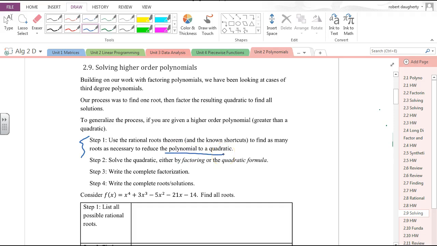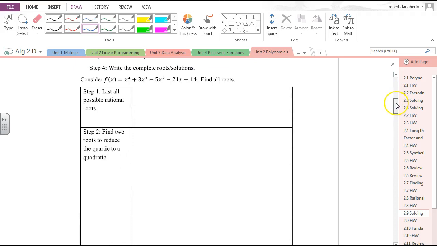Use rational roots to reduce as many steps as necessary to reduce the polynomial to a quadratic. If I start with a cubic, I have to find how many roots to get it down to a quadratic? 1. If I start with a 4th degree, I've got to find how many? 2. 5th degree, I've got to find 3. So that's our process. Find as many roots as I need to get it down to a quadratic, then solve the quadratic by factoring or the quadratic formula. I think everything you did so far was factoring. There'll probably be some quadratic formula today. And then you write the complete factorization and be able to list all of the roots.